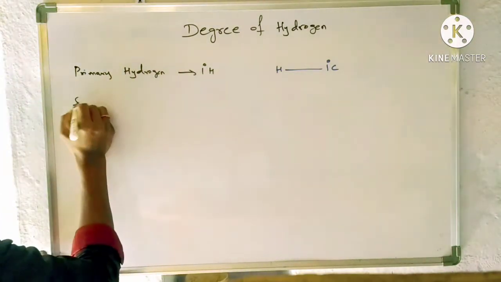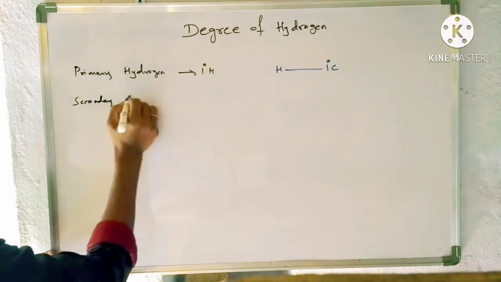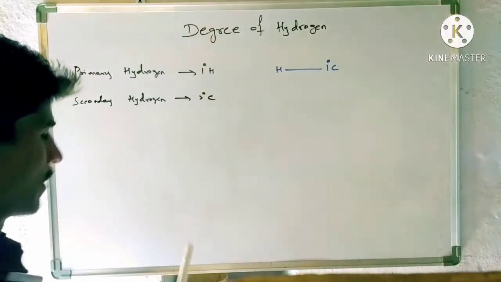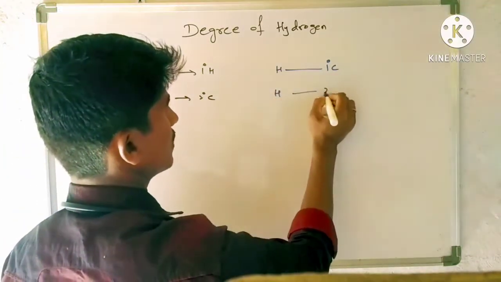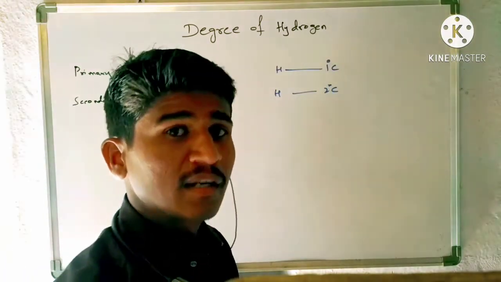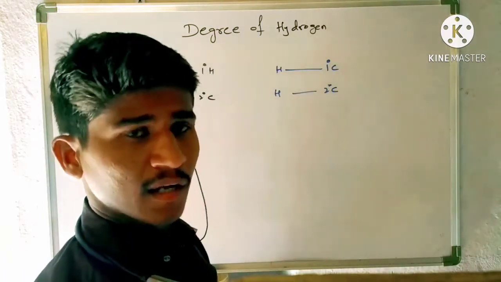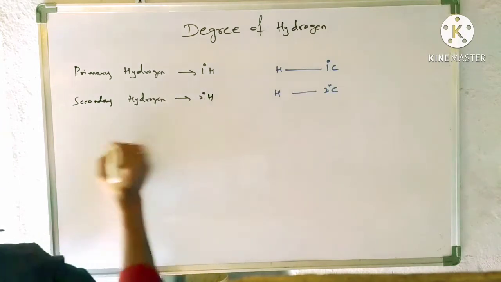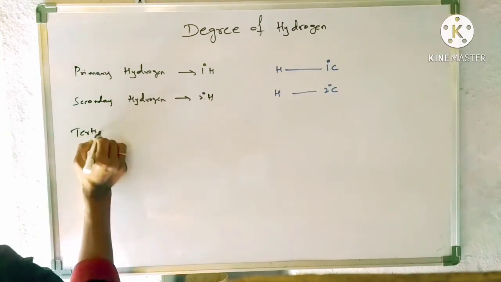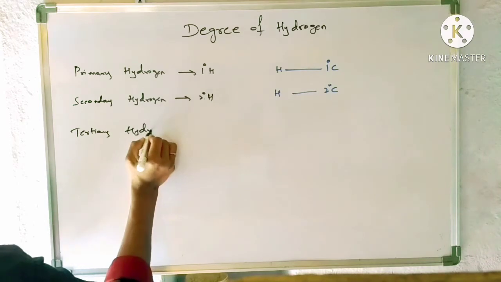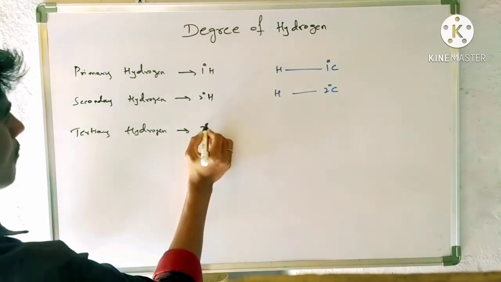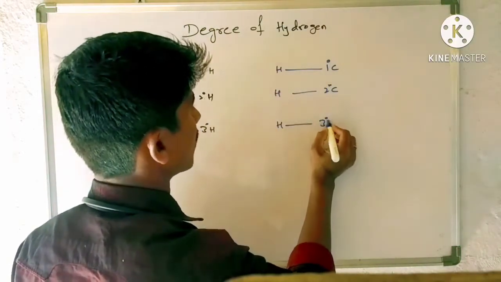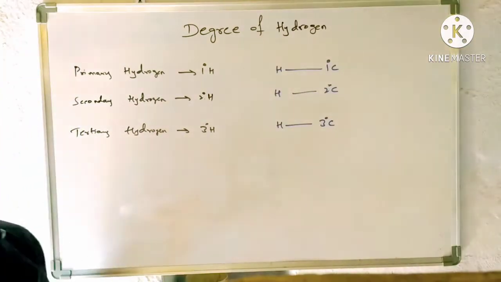The next is secondary hydrogen. Secondary hydrogens are whatever number of hydrogens are connected with the secondary carbon; they are called secondary hydrogens. Next, tertiary hydrogen. Tertiary hydrogens are the number of hydrogens connected with the tertiary carbon.